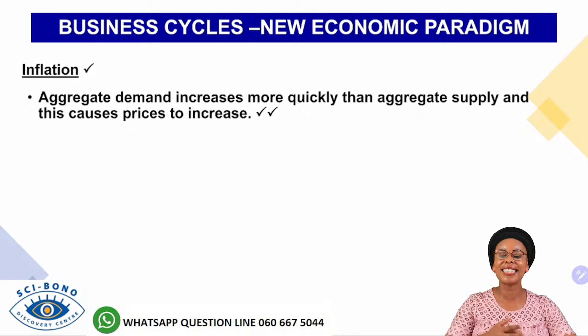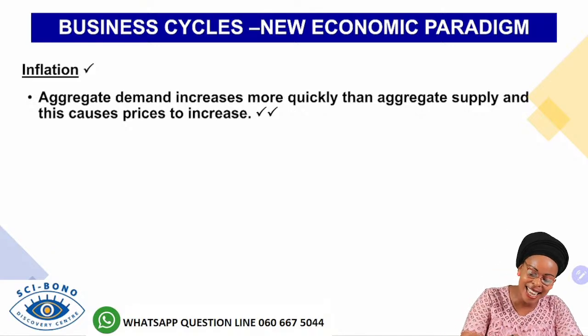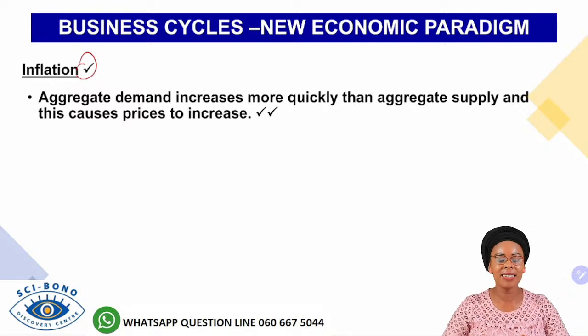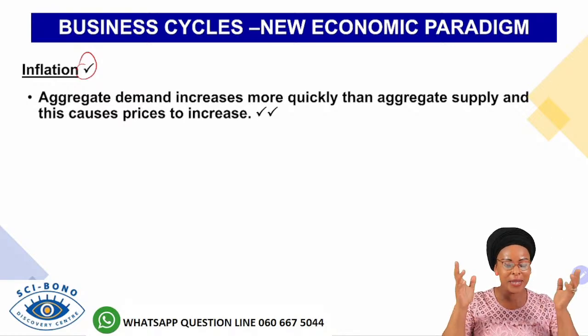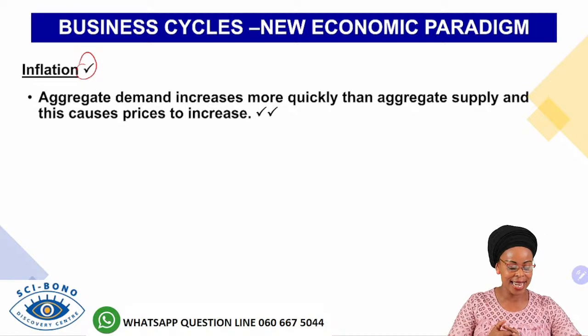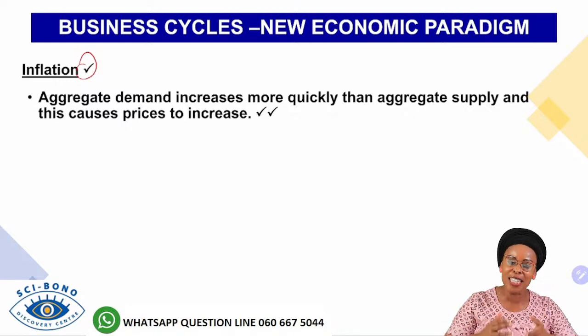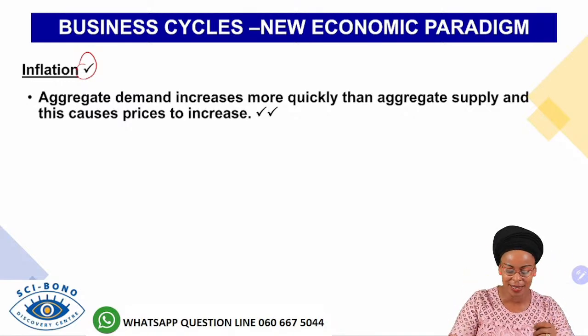Then you give us another heading. Hence, this heading is 1 mark. All in all, there should be 8. So you will mention that aggregate demand increases more quickly than aggregate supply. And this causes inflation, or this causes price to increase, 2 marks.